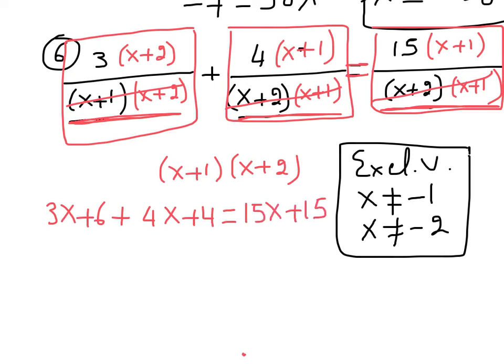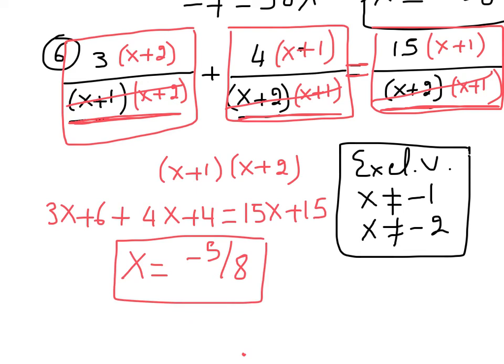I need you to go ahead and pause for a second and solve for x. And then you will find that x is equal to -5/8. And since this is not an excluded value, it is your solution. Okay, continuing with number 7.